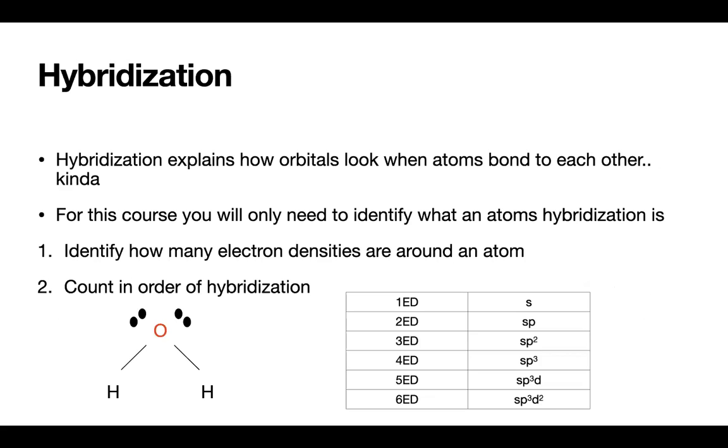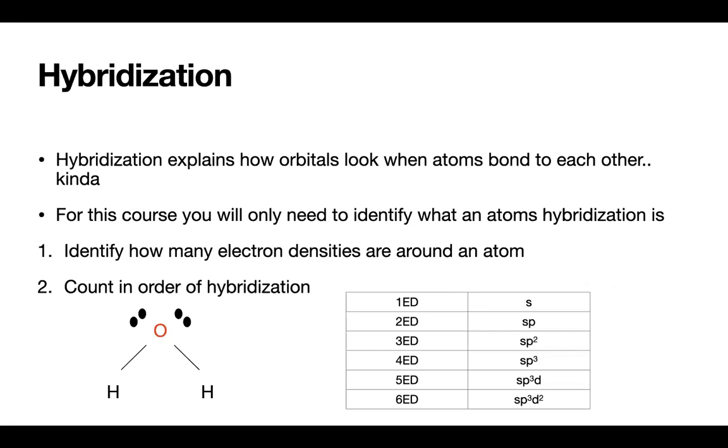All right. So the next thing we're going to cover is hybridization. Hybridization is something we use to explain how orbitals look when atoms bond to each other. It's a little bit more complex, but for this course, basically you want to focus on identifying the hybridization of specific atoms.